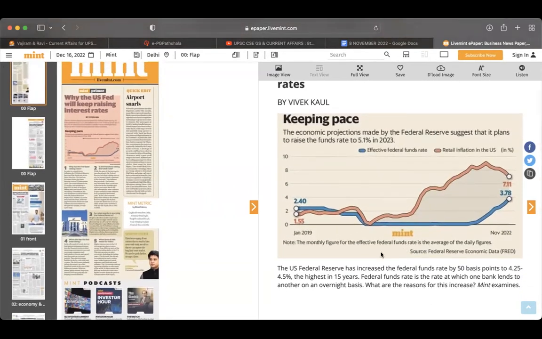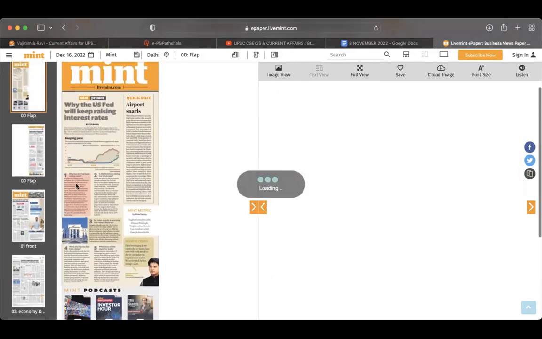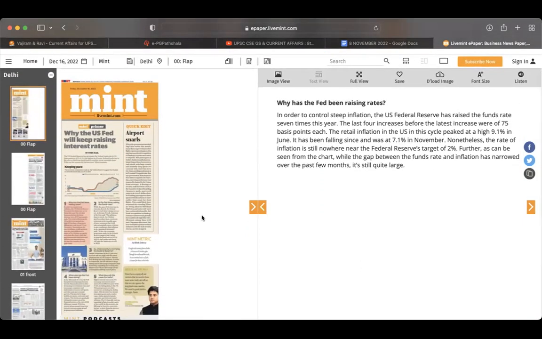So that is one thing. And the US Federal Reserve has increased the federal funds rate by 50 basis points, which is the highest in 15 years. So let's see more about this. The Fed has been raising the rates in order to control the steep inflation in the US. Their central bank, known as the Federal Reserve, has raised the funds rate 7 times this year, and the last four increases before the latest increase were of 75 basis points each.